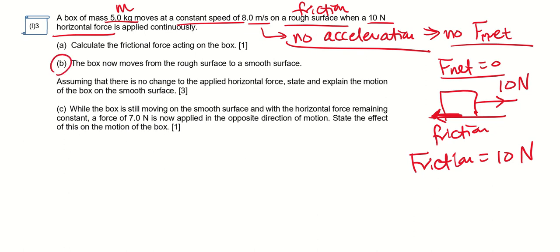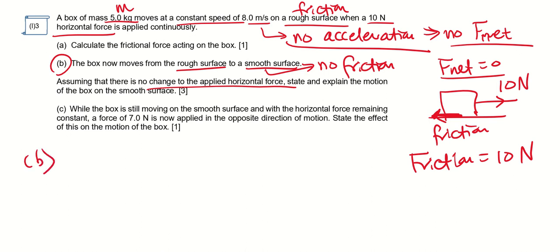Now for B, the box now moves from the rough surface to a smooth one. So for a smooth surface, we take it that there is no friction. Assuming that there's no change to the applied horizontal force, state and explain the motion of the box on the smooth surface, 3 marks. So let us draw the free body diagram first. Now the surface is smooth, that means no friction. There is no change to the horizontal force, it is still 10 Newton. The mass is 5 kg.